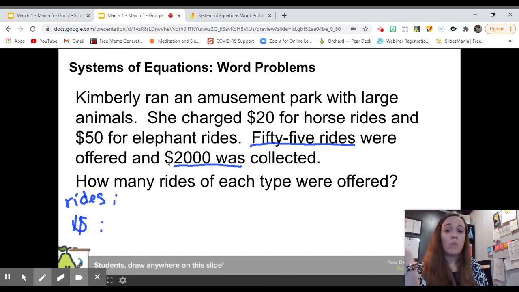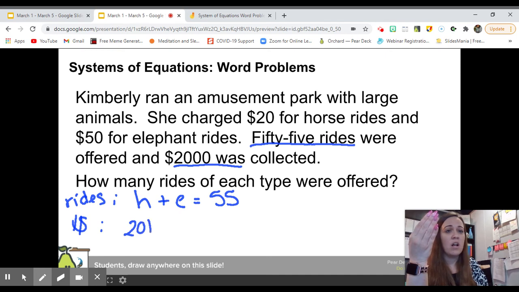Okay, so what rides were offered? They were horse rides and elephant rides, and that added up to 55. And then now let's look at the money. So money-wise, the horse rides cost $20. The elephant rides cost $50. And $2,000 altogether was collected.